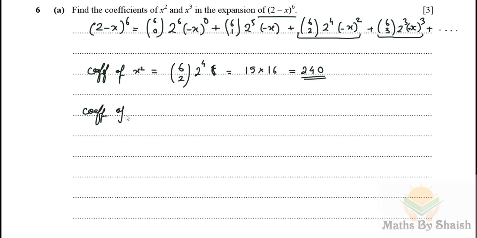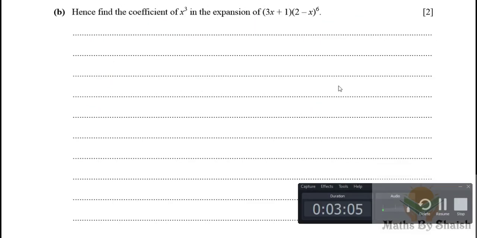Similarly, the coefficient of x cube would be 6C3, 2 raised to the power 3, and from here we'll get minus x cube, so we'll apply minus here, and 6C3 is 20 into 2 raised to the power 3 is 8, 8 2s are 16, so it is minus 160. That is the coefficient of x cube. I hope it is clear. Let's do the b part of it.